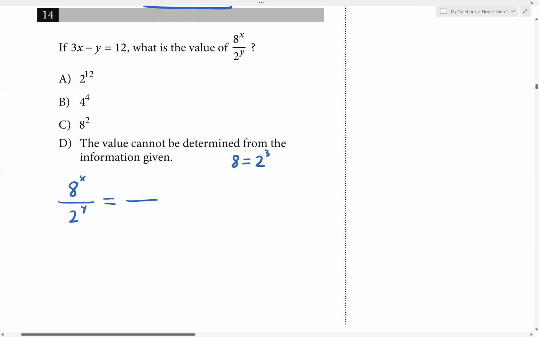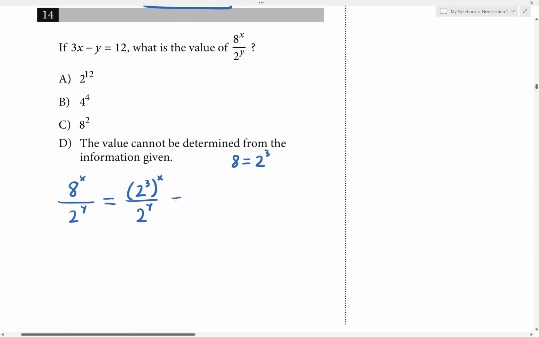This is very useful to know, just something we want to keep in mind: 8 is equal to 2 raised to the third power, because 2 times 2 times 2 equals 8. So we can rewrite this. Instead of 8 to the x on top, we can write 2 to the third power, raised to the x power on top, and then divided by 2 to the y on the bottom.